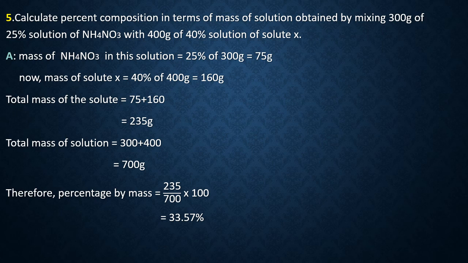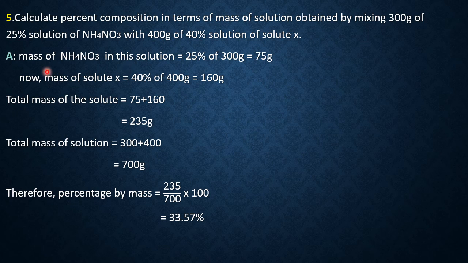Now this is example number 5. Calculate the percent composition in terms of mass of the solution obtained by mixing 300 gram of 25% solution of ammonium nitrate with 400 gram of 40% solution of solute X. Here he has given two solutions. You have to mix these two solutions and make a main solution.